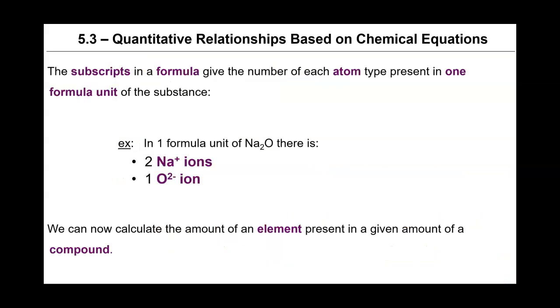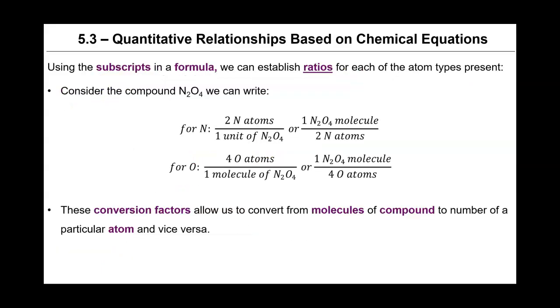So the subscripts in a chemical formula give us the number of each atom type present in one formula unit of that substance. So if I'm looking at Na2O here, it's telling me that in one formula unit of Na2O, there would be 2 sodium ions and 1 oxide ion. And given that information, you can calculate the amount of an element present given a certain amount of compound.